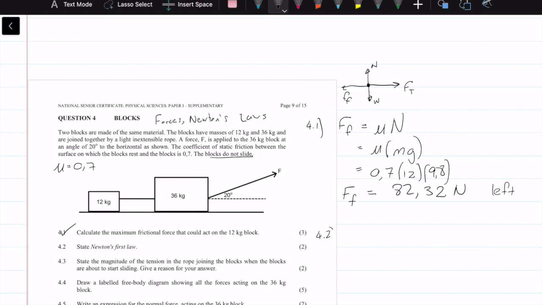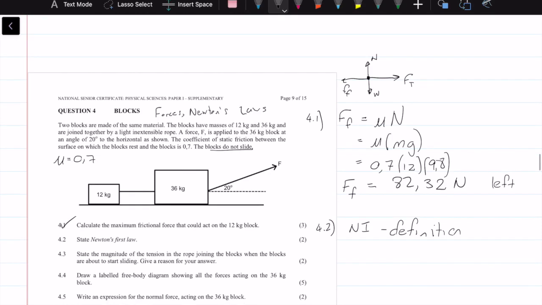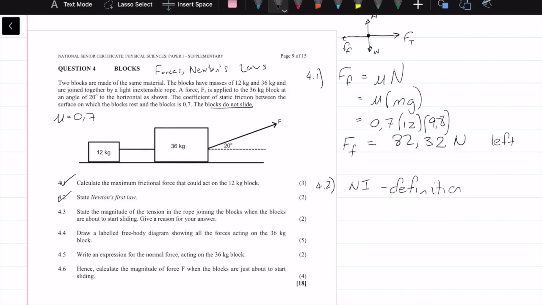4.2 is a definition: state Newton's first law. Newton's first law states that an object continues in a state of rest or uniform velocity unless it is acted on by a net force. And we get 2 marks for that.